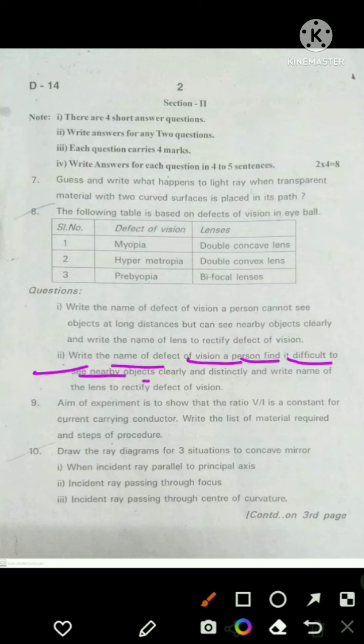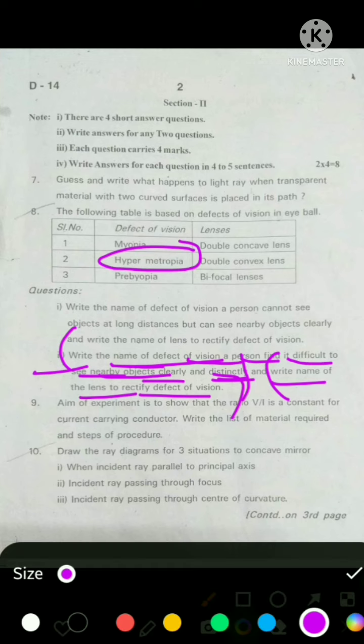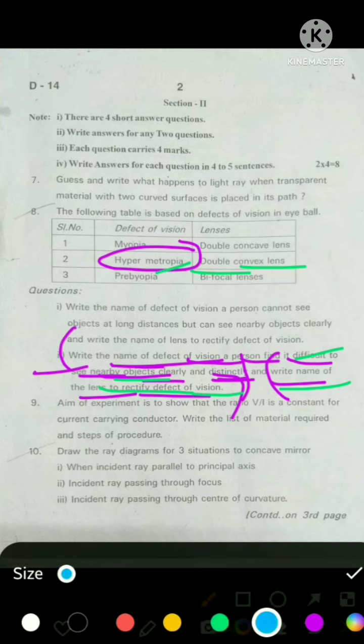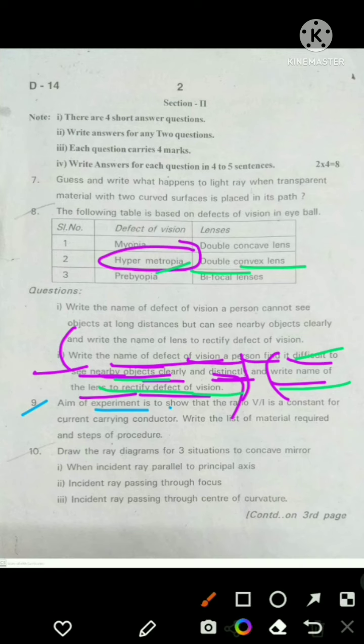Second bit: you have to name the defect of vision. A person finds it difficult to see nearby objects clearly and distinctly, and you also have to write the name of the lens to rectify the defect of vision. Again, two parts are asked here. So you should write the name of the defect of vision. A person who cannot see nearby objects clearly has hypermetropia, and the lens required to correct this defect of vision is a double convex lens. You have to write that.